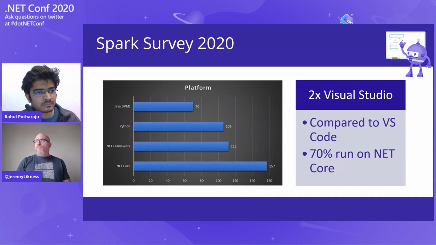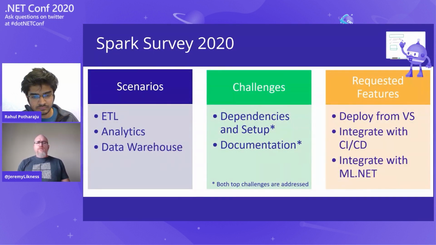paradigm. As far as platforms, we noticed that 2 times the number of people were using Visual Studio compared to Visual Studio Code, and 70% were running on .NET Core. And the team was looking at whether these workloads mostly run on .NET Framework or .NET Core. It turns out there are a significant amount that are on the .NET Framework, but a vast majority are on .NET Core.